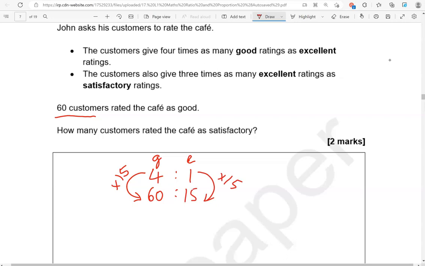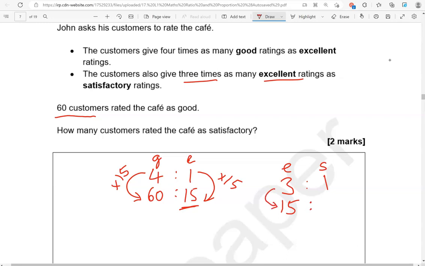So the customers also give 3 times as many excellent ratings as satisfactory ratings. So excellent, that is 3 to 1. That is in relation to satisfactory ratings. So now we know the number of excellent ratings, which was 15. And we're going to use that to work out the number of satisfactory ratings.